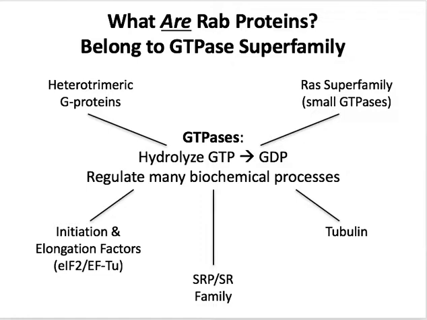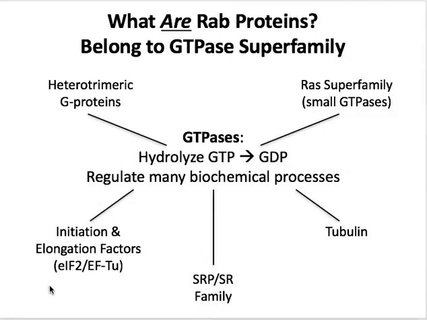What are Rab proteins? The Rabs belong to a superfamily of GTPase molecules. GTPases hydrolyze GTP to GDP, and they regulate a lot of different biochemical processes. Examples where you may have come across these before are in our own class. We learned about how the signal recognition particle and SRP receptor are G proteins. They require GTP hydrolysis in order to separate and go on and do their business. Maybe in 41C we also talked about tubulin. Tubulin is also a GTPase in the sense that the tubulin subunits have GTP that gets hydrolyzed to GDP.